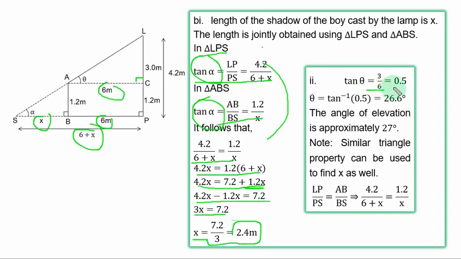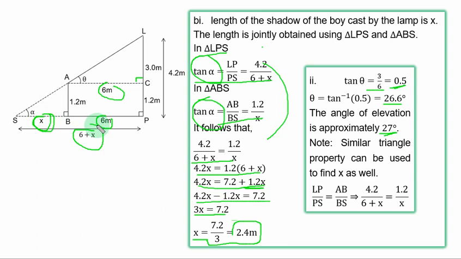If you divide, you have 0.5. To get theta, you simply take the inverse of tangent of 0.5 and that gives 26.6 degrees. So the angle of elevation is approximately 27 degrees. Now we can also get the length of the shadow of the boy using the similar triangle property.